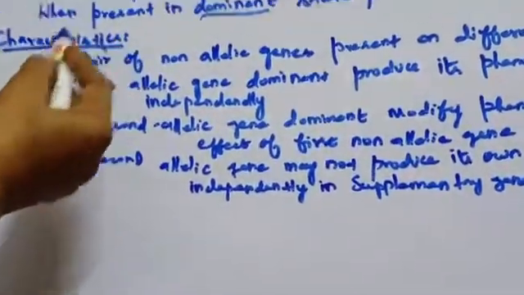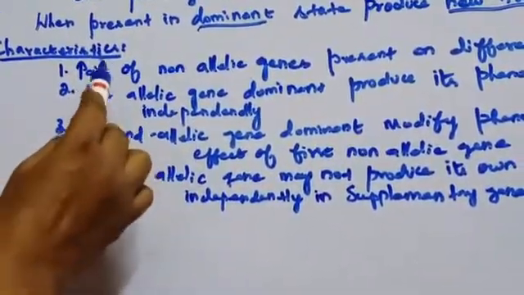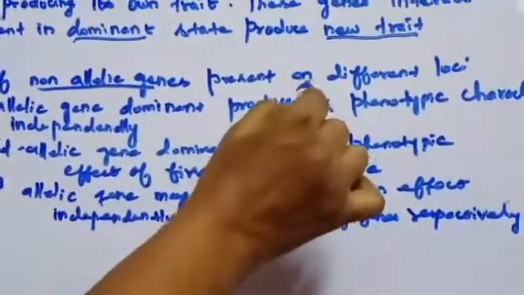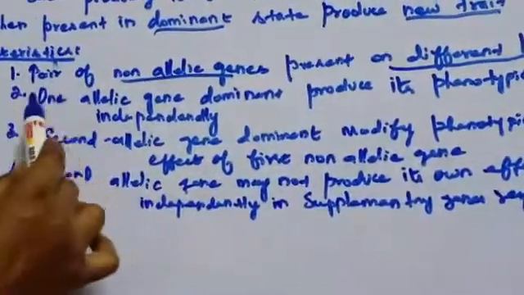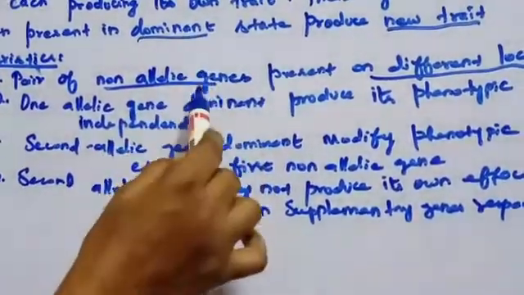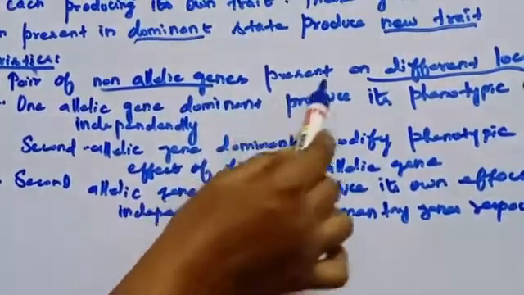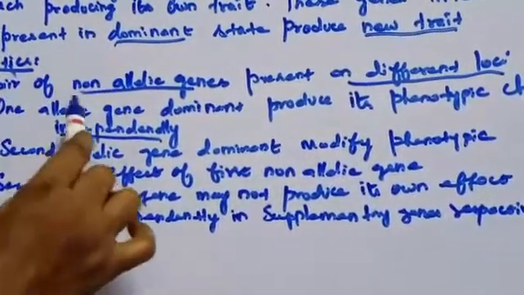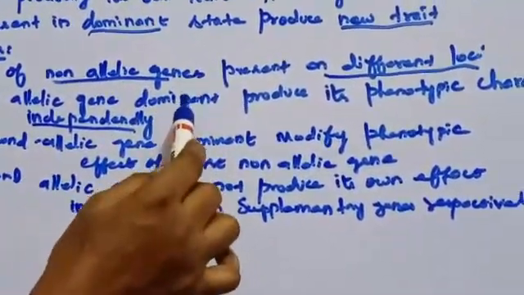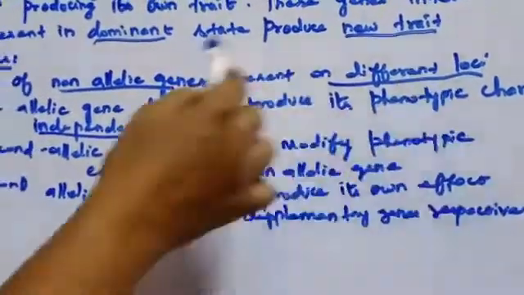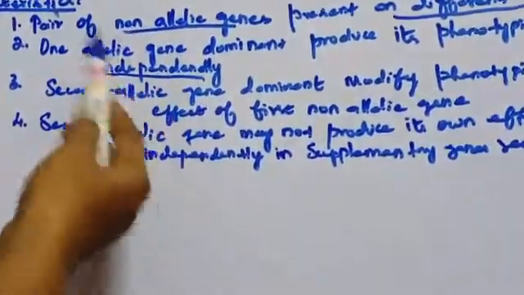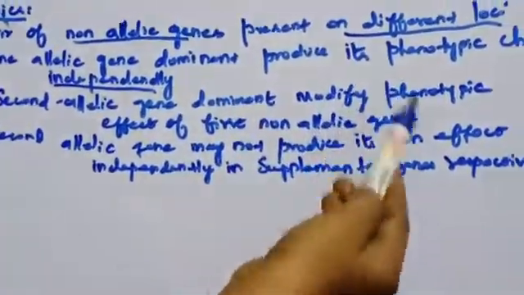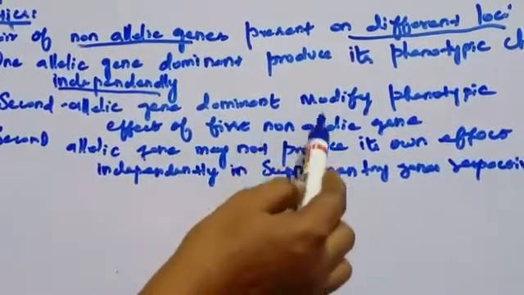Next, we'll see about the characteristics of supplementary genes. First one is pair of non-allelic genes present on different loci. Second one is one allelic gene, if it is present in dominant condition, produces its phenotypic character independently. But second allelic gene, when it is in dominant condition, modifies the phenotypic effect of first non-allelic gene.